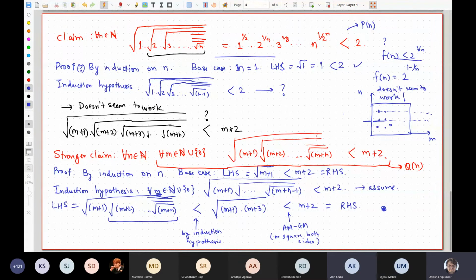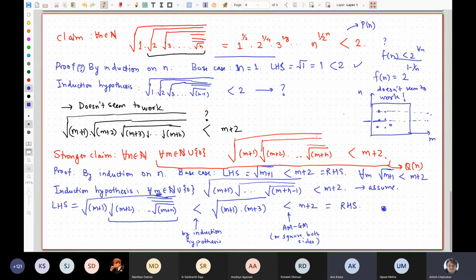Well, wait. What is the base case? What was our base case? Right. So for n equal to 1, our base case was for all m. Okay, maybe I didn't make it clear. The base case that we are trying to prove is, the base case itself is for all m, square root of m plus 1 is less than m plus 2. That is the claim in the base case we are trying to prove.